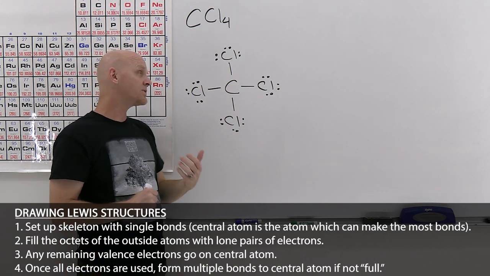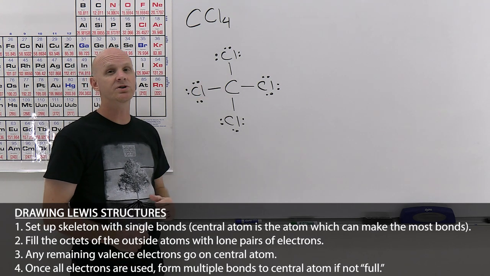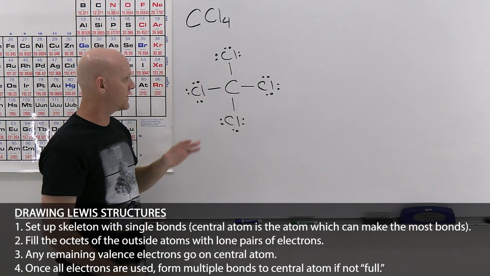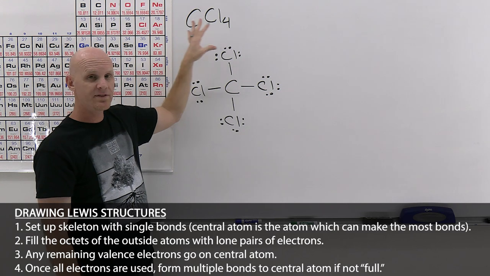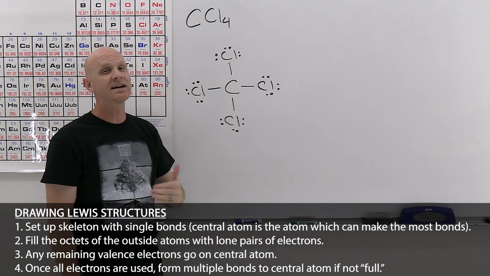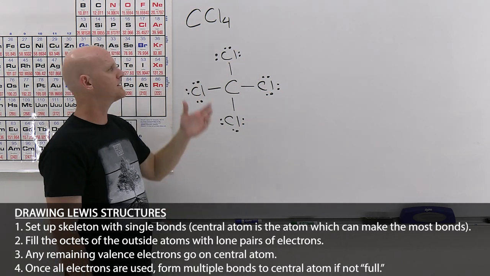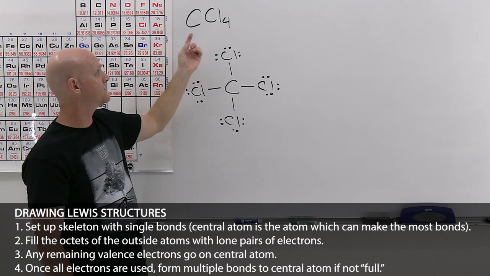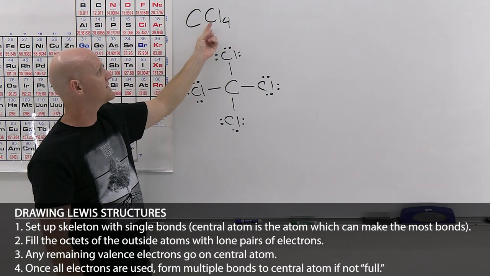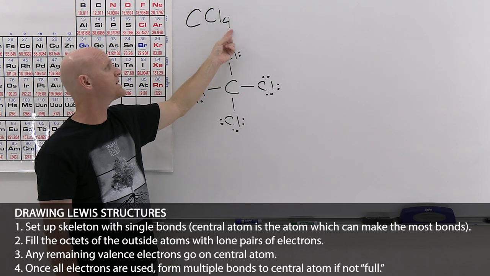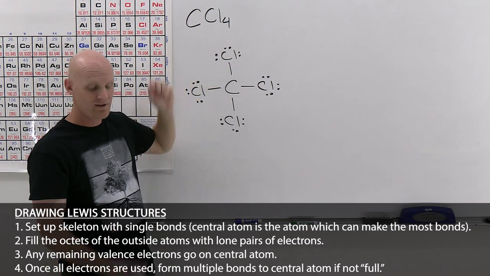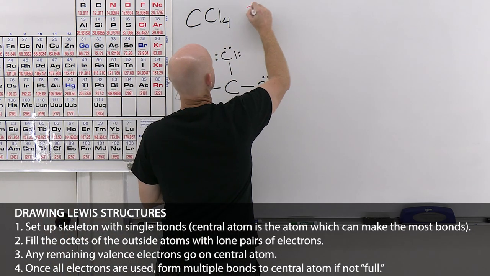Usually what we'll actually do is count up the valence electrons that are going to be in our structure before we even get started. The electrons that show up in your Lewis dot structure are those valence electrons, so it's a pretty good idea to figure out how many you've got to begin with. So we've got 4 for carbon. We've got 7 for each of the 4 chlorines. 4 times 7 is 28, plus the 4 for carbon gets us 32 valence electrons.